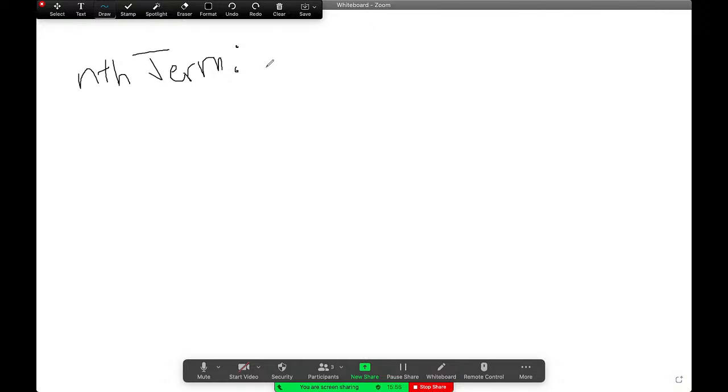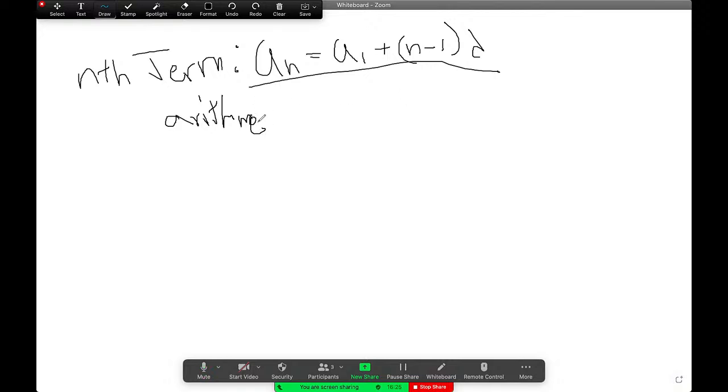It was a_n equals a_1 plus n minus 1 times d. Yeah, n minus 1 times d. Good job. Yeah, this is how you find the nth term of an arithmetic series.